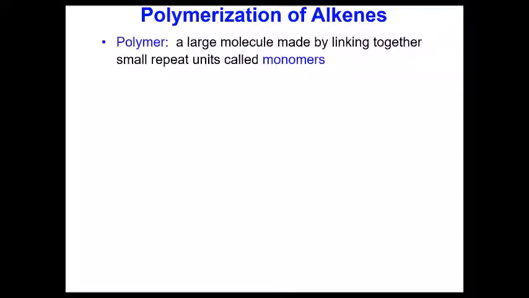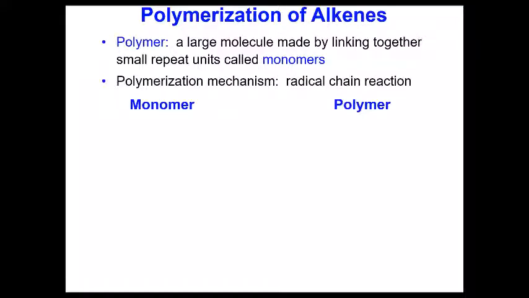Okay, so we're on polymerization. Now let's understand what a polymer is first. A polymer is a large molecule made by linking together small repeat units called monomers. Monomers are smaller, polymers are bigger.